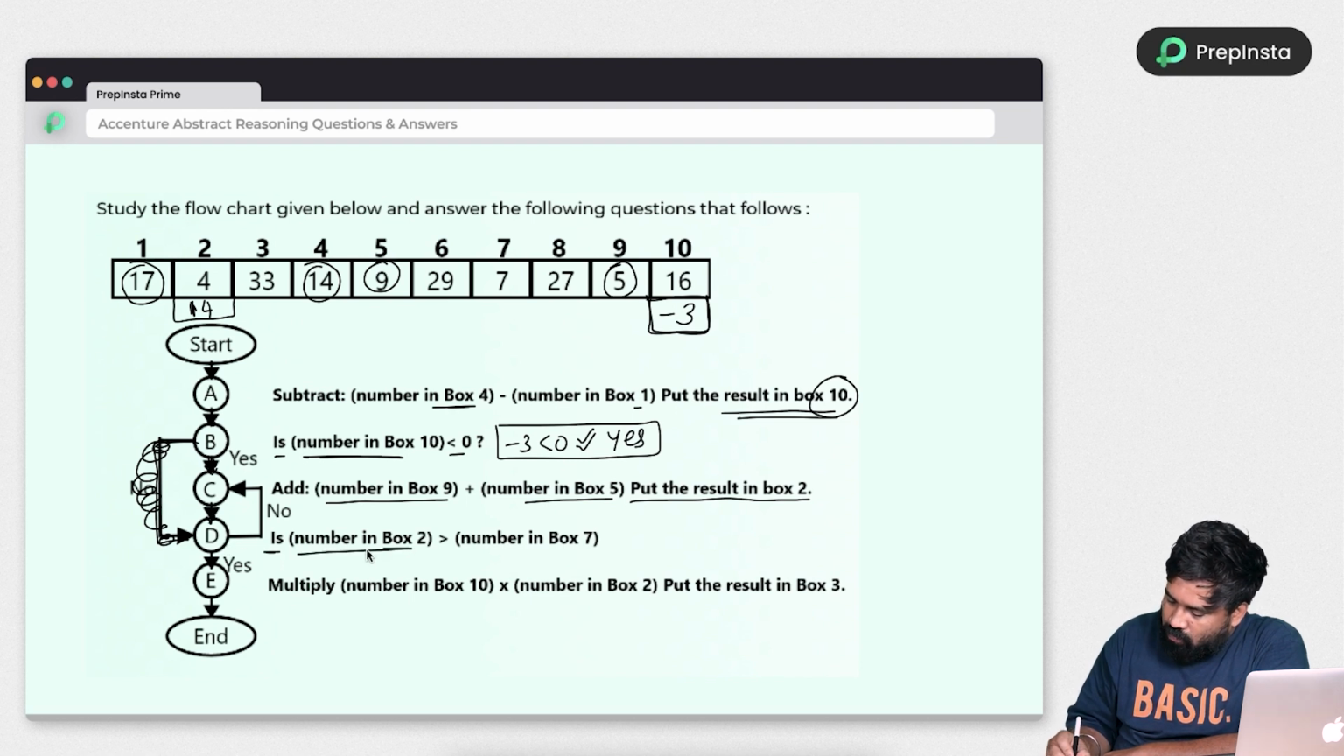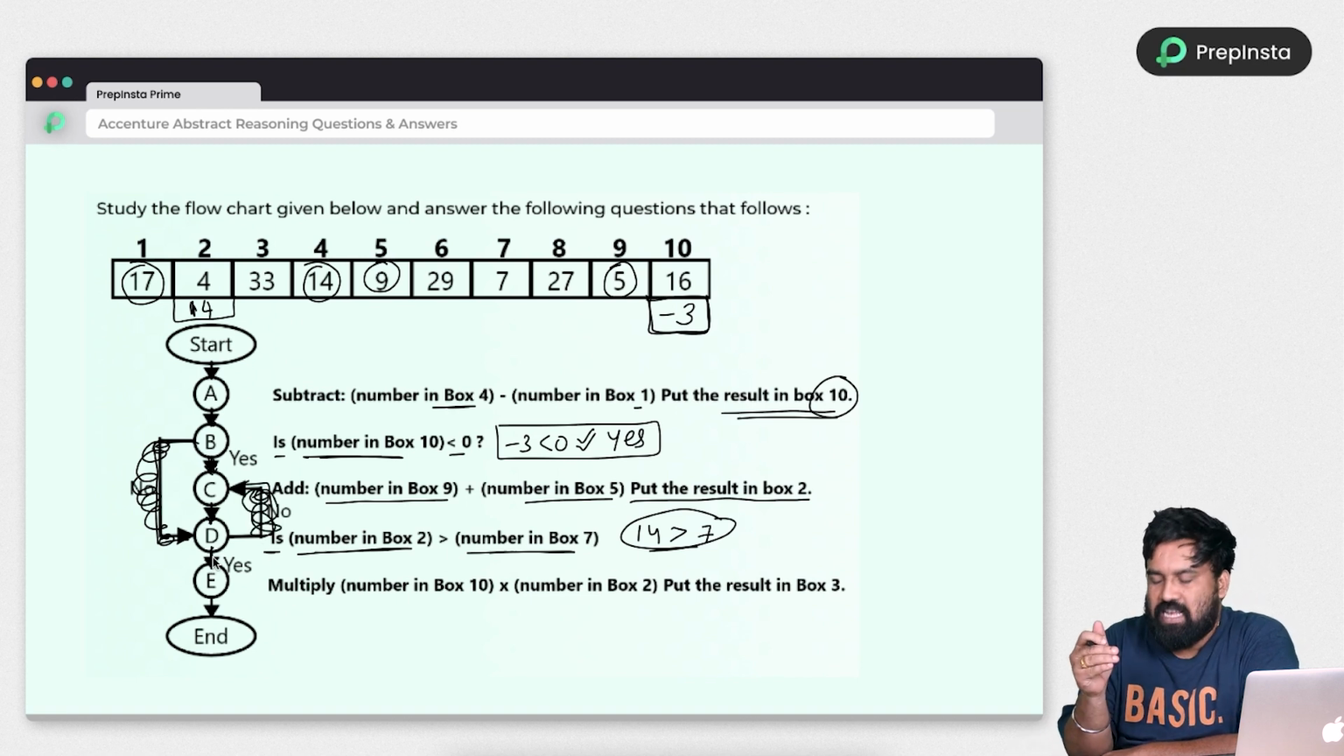Is the number in box 2, which is 14, greater than the number in box 7? Box 7 has 7. Yes, 14 is greater than 7. If yes, go forward. If no, go back to C. So it is true, right? True means you don't have to go back. Directly you can proceed with E.